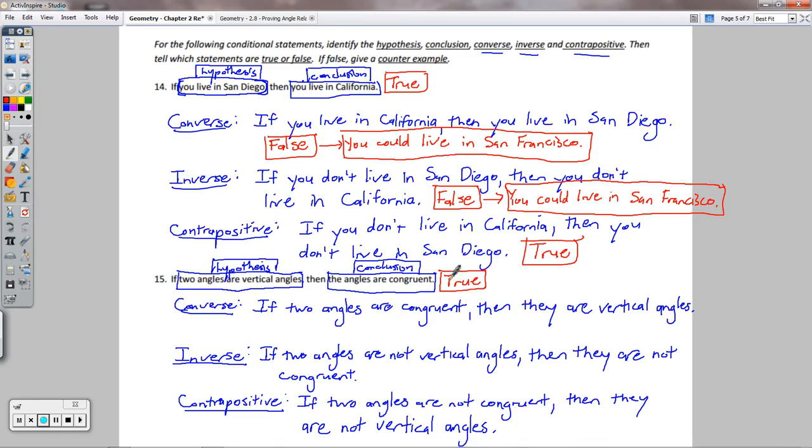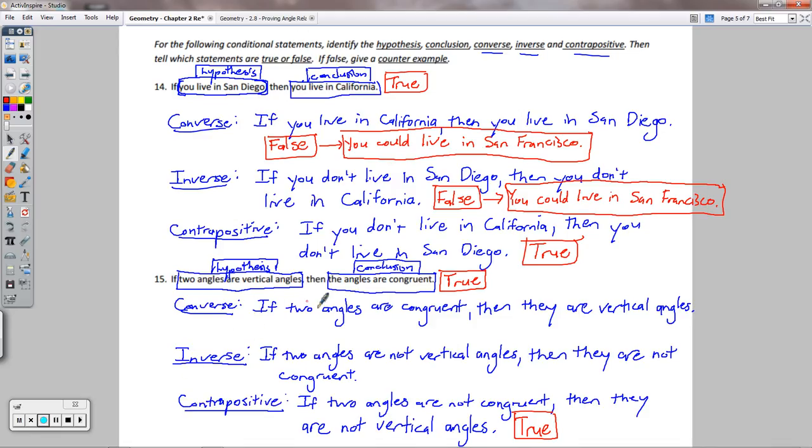So I should be able to go down to the contrapositive. Why don't I do that? These are supposed to be logically equivalent, and I should be able to say the same thing. So if two angles are not congruent, okay, got any two angles, they aren't congruent, then they are not vertical angles. So if they're not congruent, by definition of what vertical angles are, by the theorem that describes them, they can't be vertical angles either. So this one would also be true, meaning these two are in fact logically equivalent like we thought they should be.